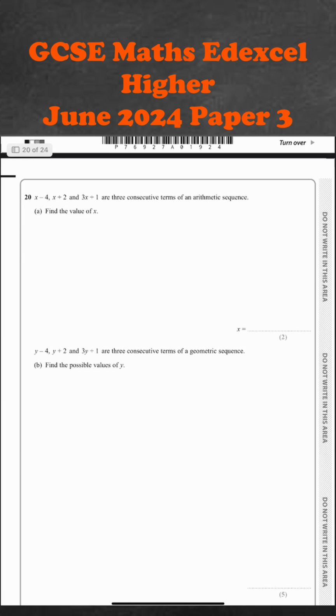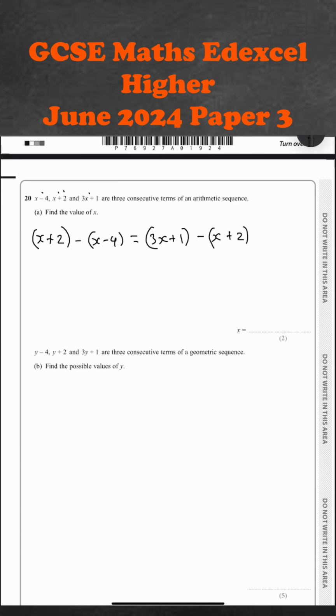Question 20. x minus 4, x plus 2, and 3x plus 1 are three consecutive terms in an arithmetic sequence. Find the value of x. So all we know from this is that x plus 2 minus x minus 4, almost like the gap between the two terms, has to equal the gap between the next two terms. You see what I mean? That one take that one must equal that one take that one by the nature of an arithmetic sequence.